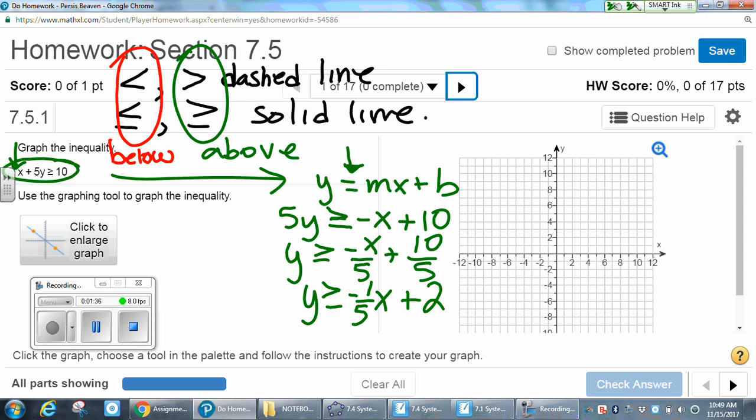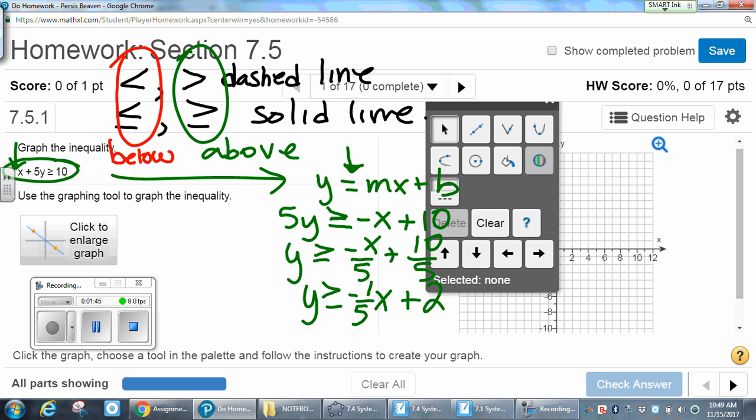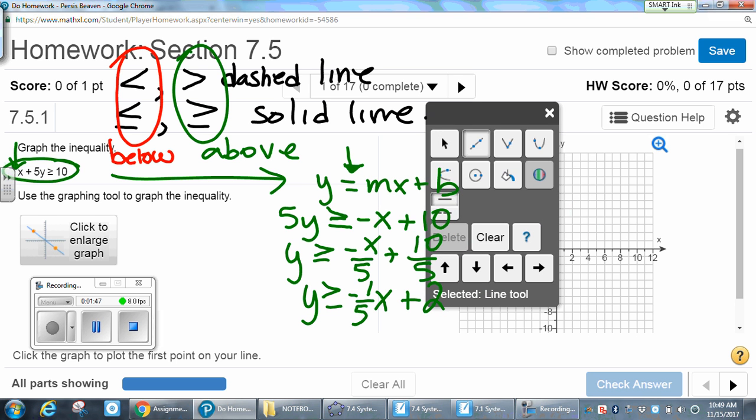Now, we're going to use the y-intercept to graph it. So you're going to go to your graphic section. We're going to select the line, and are we going to have a dash line or solid? Solid. So we select solid line here. I'm going to get rid of all this work. And then we go back here.